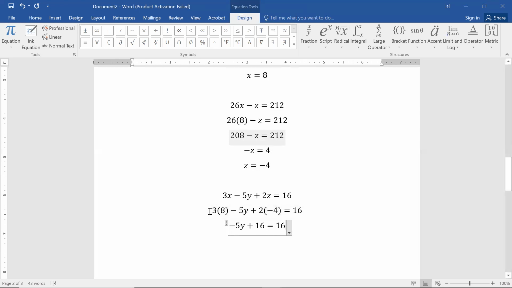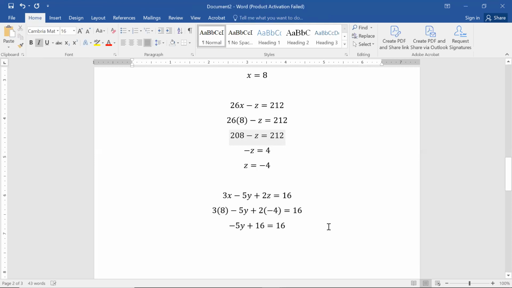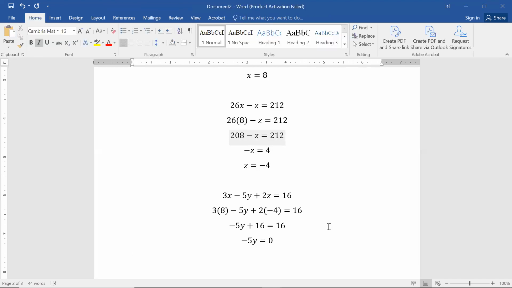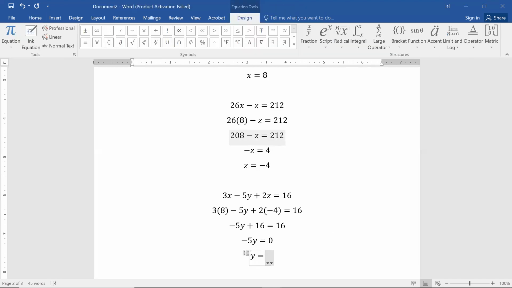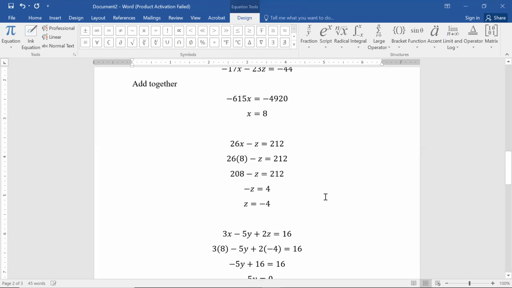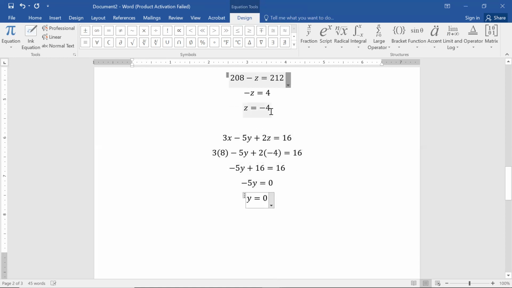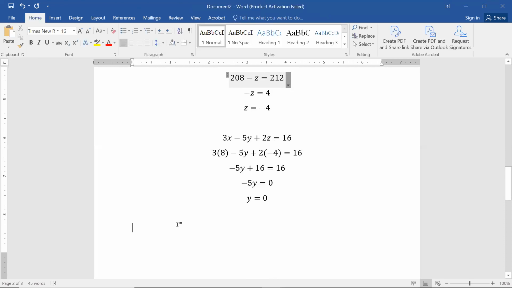That 16 comes from 24 minus 8. Subtracting 16 from both sides gives you a negative 5y equaling 0. Dividing both sides by negative 5 gives you a y, which is equal to 0. So my solution should be x is 8, y is 0, z is negative 4.